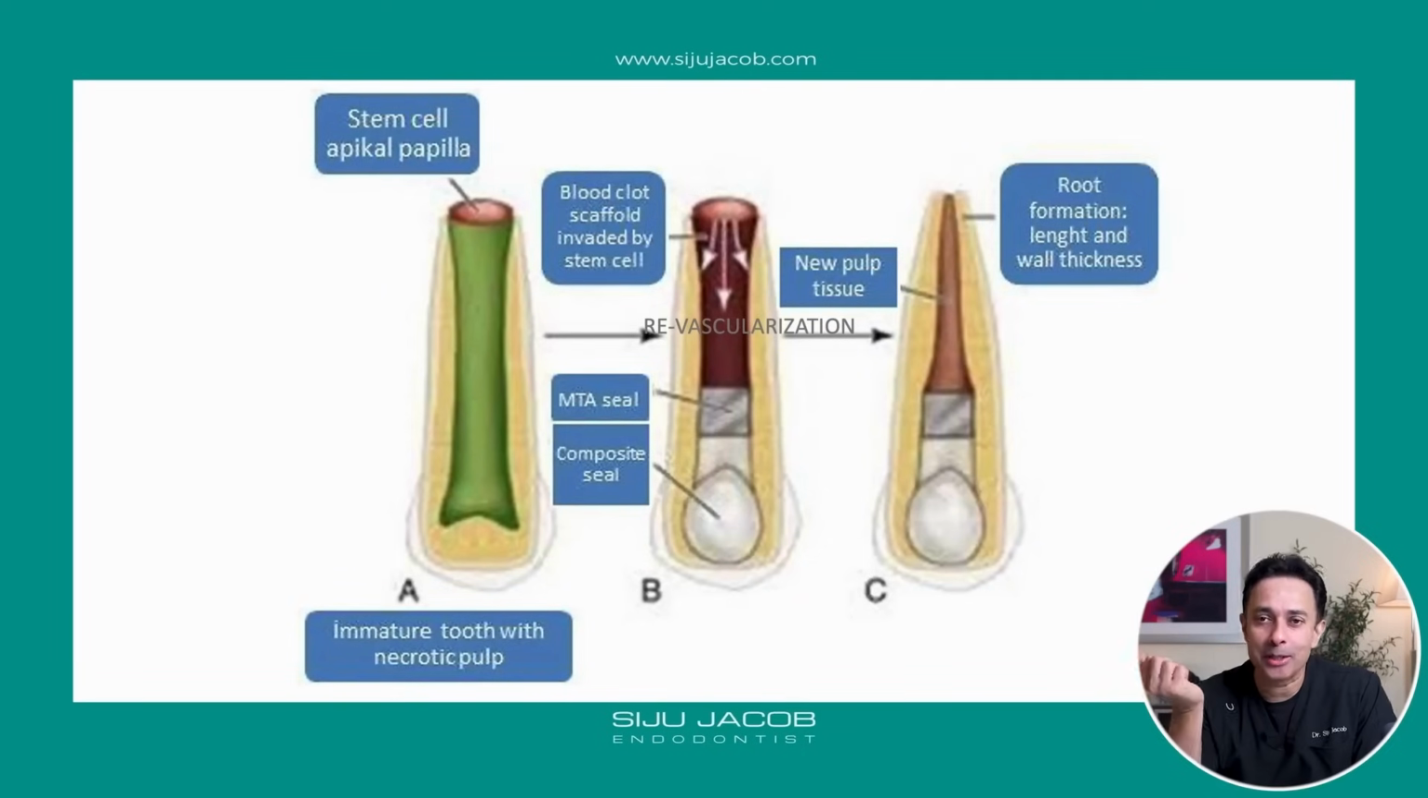And then in order to preserve this environment or kind of give some sort of a fluid-tight seal to preserve that scaffold with the stem cells there, the idea is to seal it with MTA and then a coronal restoration, so to preserve this environment. And the idea is if you do that, then new pulp tissue will develop and then continue to form root and also increase the thickness likely. So this is the goal, all right?